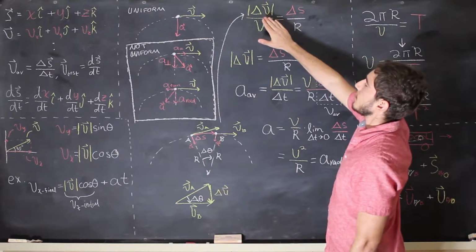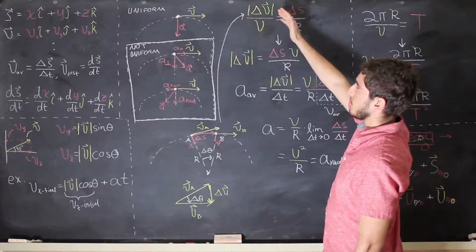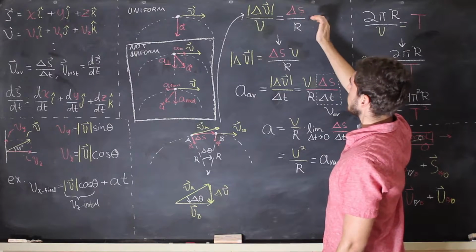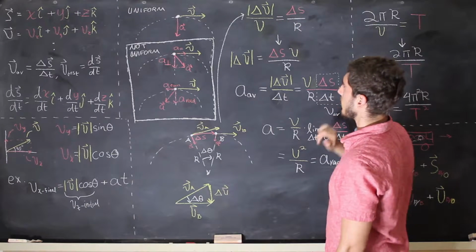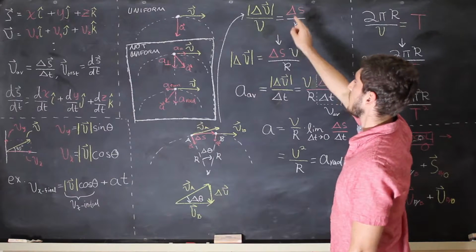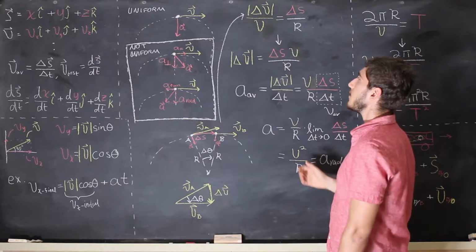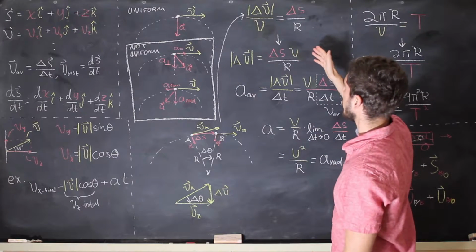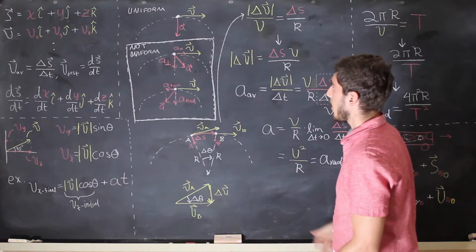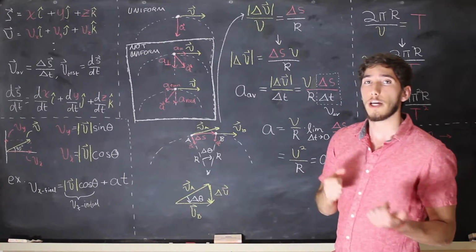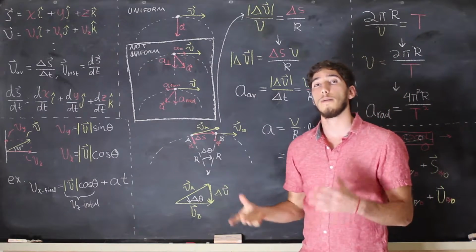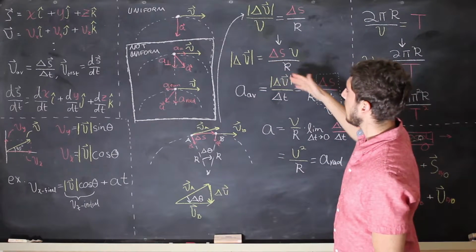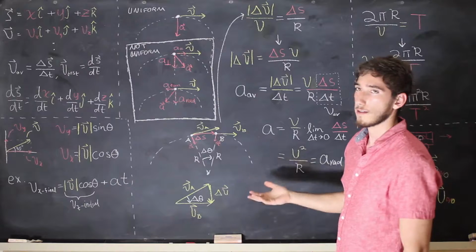But we have the magnitude of change in V over the speed, and it's equal to the change in arc length over the radius. And if we just move V over, we'll have the magnitude of change in V equal to the change in arc length times the speed over the radius. But we know that the change in velocity over a change in time is equal to the acceleration. So if we divide this formula by a change in time, we would get the average acceleration.